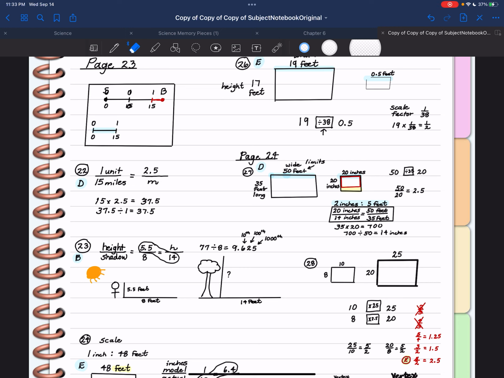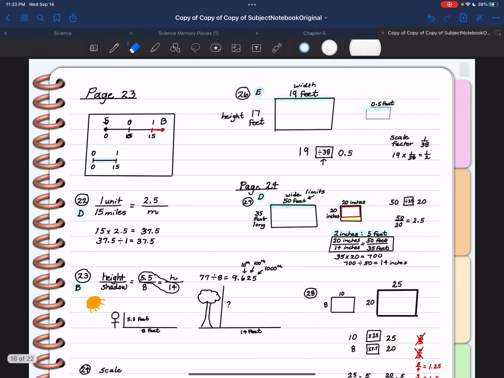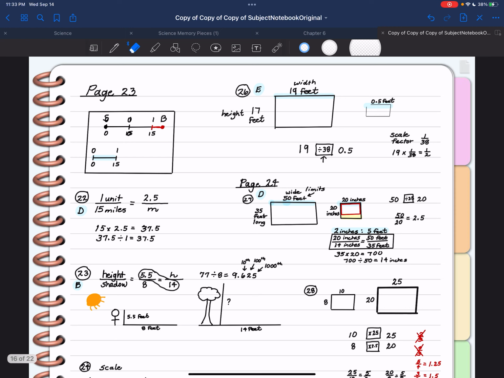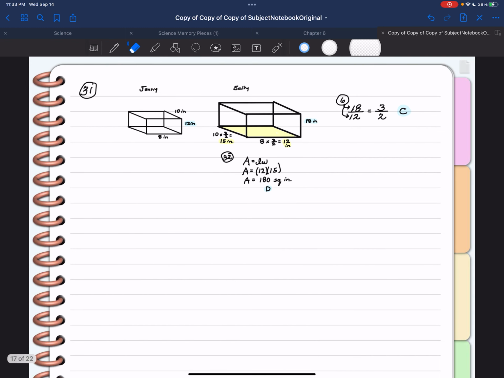24. Started on page 23. Let me just start back at 23. I think I've already done these, but 22 is D, 23 is B, 24 is E, 25 is C, 26 is E, 27 D, 28 E, yes, 29 C, 30 B, 31 C, and 32 D.